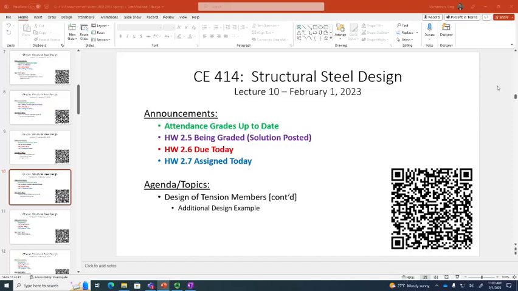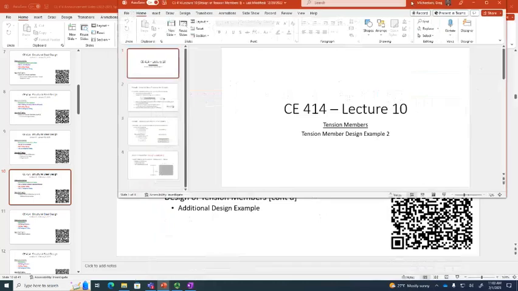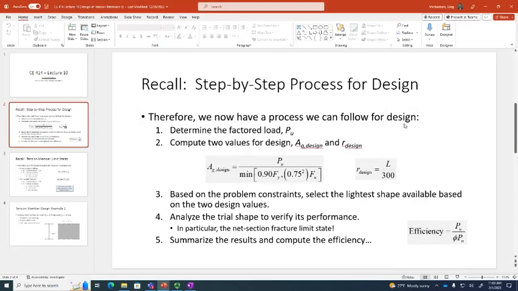So this is going to be a very quick example, but very akin to one that you did on the homework. Then I want to spend the rest of the class talking about block shear. Block shear is different, and I want to give it its time in the spotlight. Just to make sure that we're all on the same page, this is our step-by-step process.